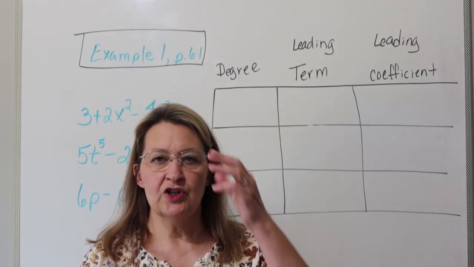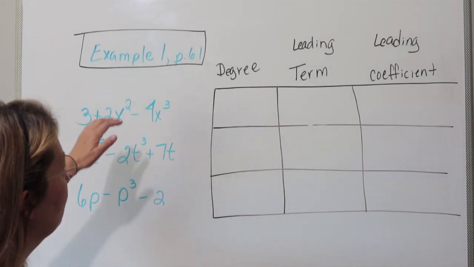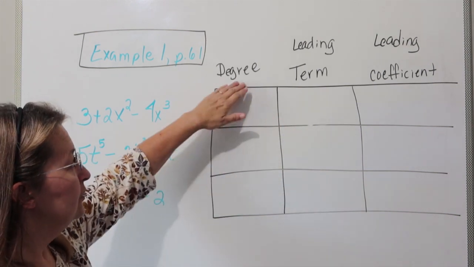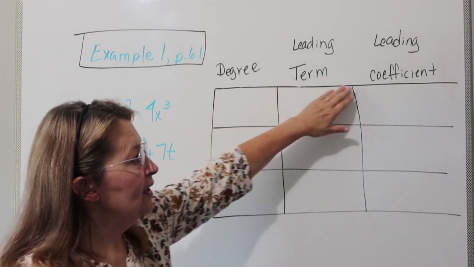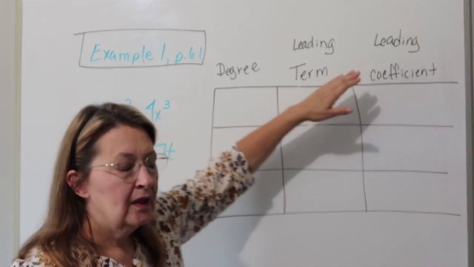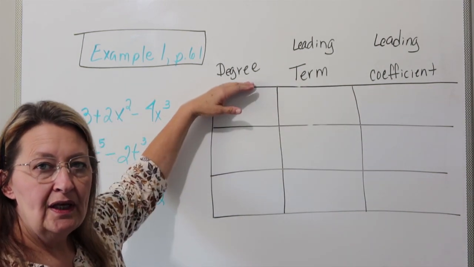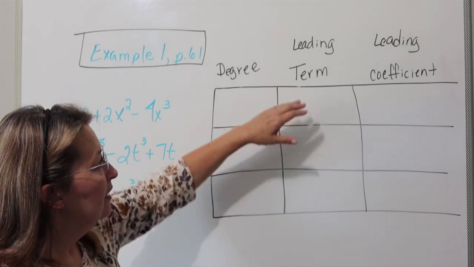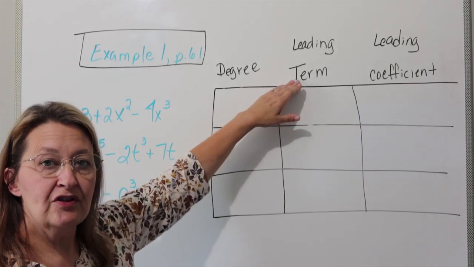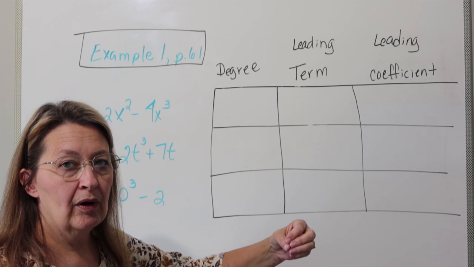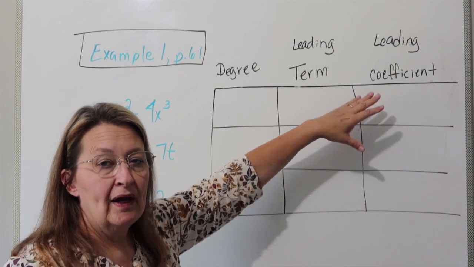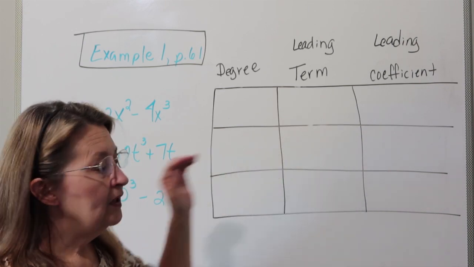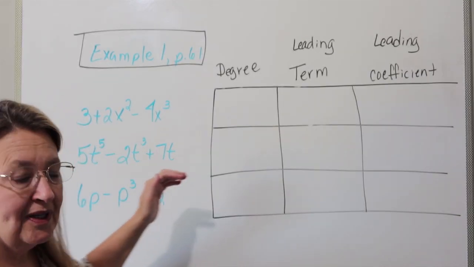So let's look at 3 more terms real quick, and this is from example 1, page 61. We've got 3 terms to look at: degree, leading term, and leading coefficient. The definition of degree is it is the highest power in your polynomial. Leading term is the term that has that power, that highest power, and the leading coefficient is the coefficient of your leading term. So it's easiest just to look at some examples.